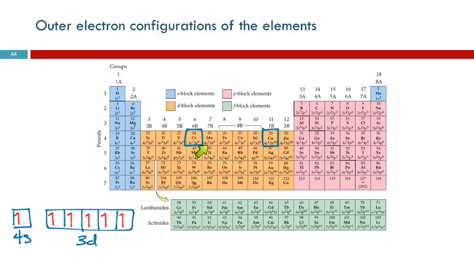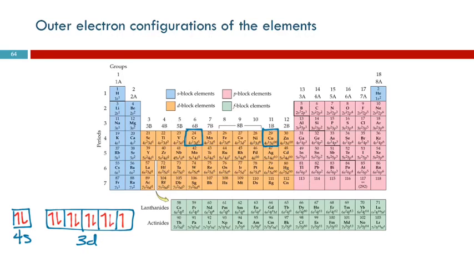And manganese, I'll put this electron back in there. 4s2, 3d5. This is kind of symmetrical too. We've got a full and a half full. So that's kind of nice. Then for iron, these guys are going to have to pair up. So there's iron, there's cobalt, there's nickel.